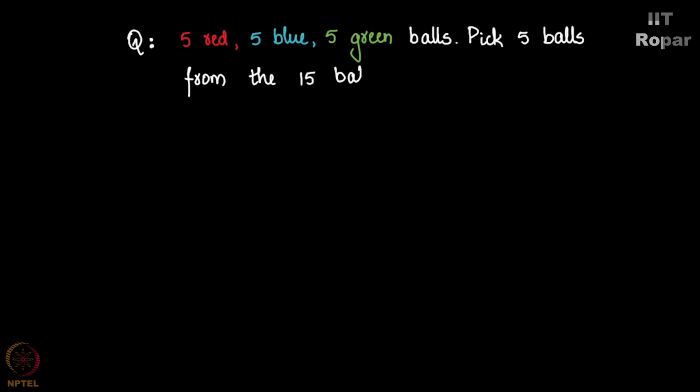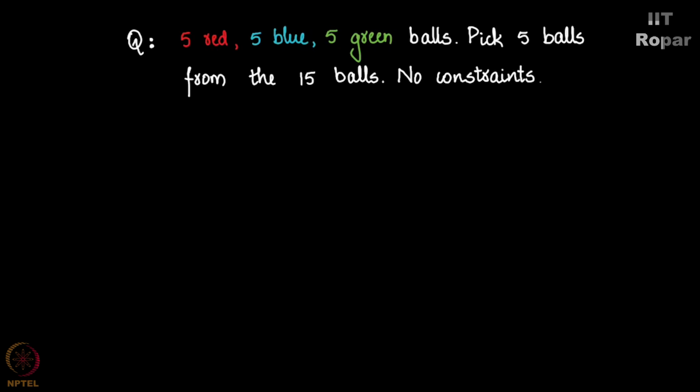Now, let me give a slightly different question. I'm not going to put any constraint, unlike the same one as earlier. So there are 5 red, 5 blue and 5 green balls, but there is no constraint that you have to pick at least one among each of them. So you have to pick 5 balls from these given 15 balls. In how many ways can we do that?